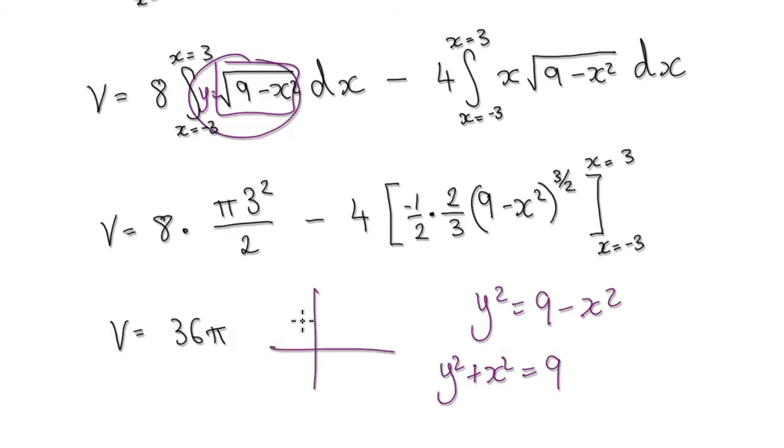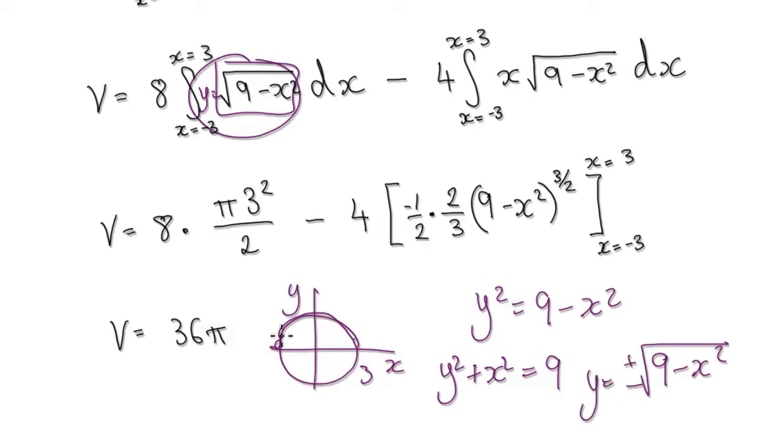So if you draw that graph, it will look like this: radius of 3. And when you make y the subject, if you rearrange this, it will give you this. You get the positive version and the negative version. Well, the positive version is this, the negative version is this, but we don't care about the negative version because this is a positive version. And when you're integrating the positive version from negative 3 to 3, you're really looking at half of a circle.